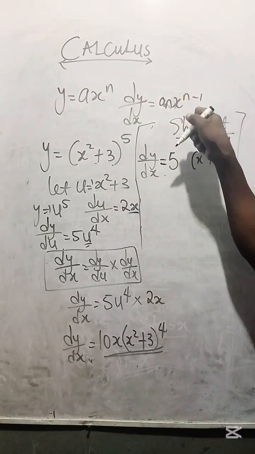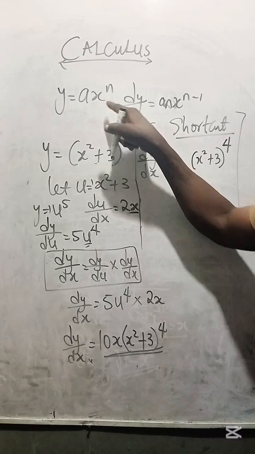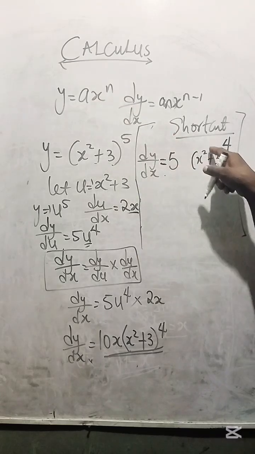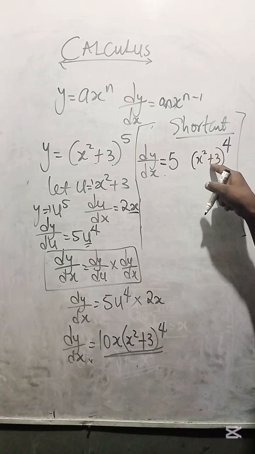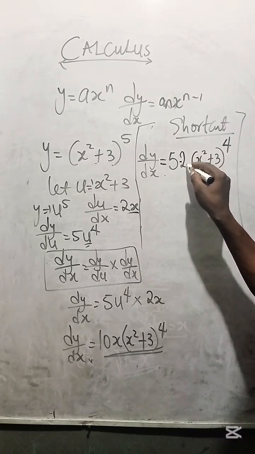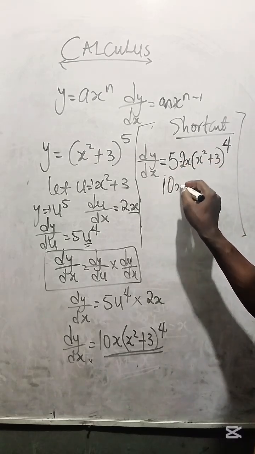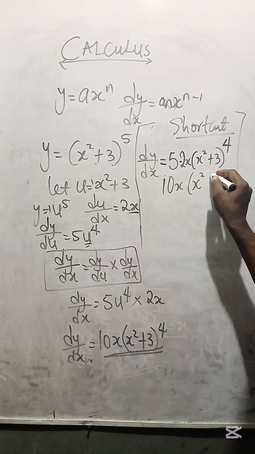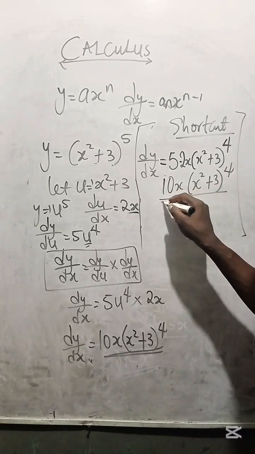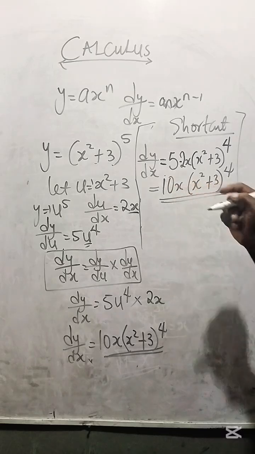So I wouldn't stop here. I'll continue. I'll differentiate this, which has replaced this x. We are seeing x squared plus 3, and here is only x, so I have to differentiate x squared plus 3. If I differentiate x squared plus 3, I'll get 2x. So 5 times 2x will give me 10x times (x squared plus 3) all raised to the power 4. Beautiful. So this is the answer to this question in less than 2 minutes.